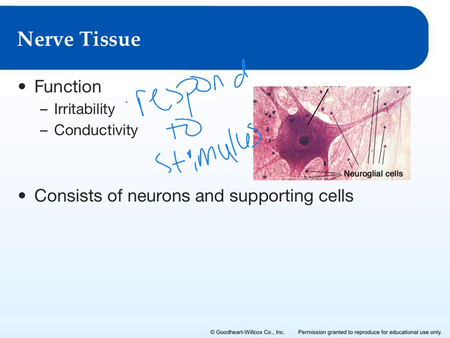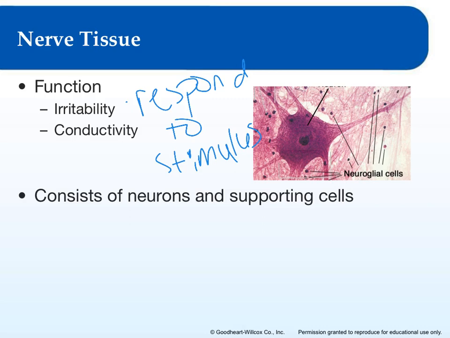Okay? It also has the power of conductivity. So it can transmit messages. It can conduct electricity. That's how your nervous tissue transmits messages quickly down the length of it, is it conducts an electrical impulse. So it has that ability to conduct electricity down the length of the nervous cells.